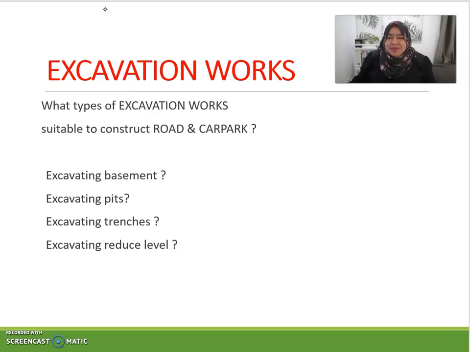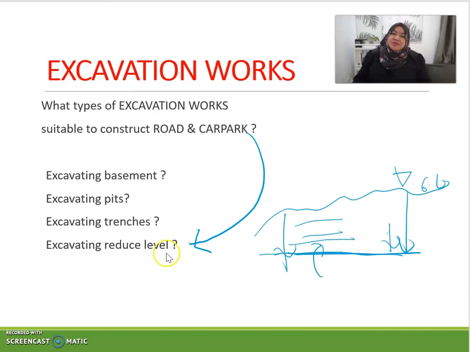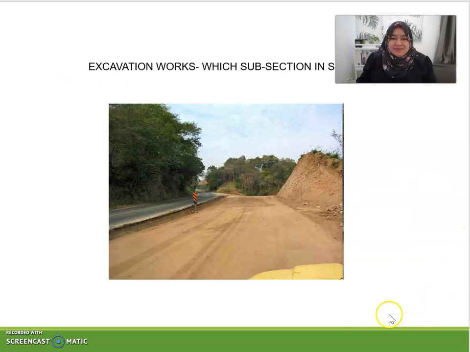So for the excavation works for road and car parks, there are various types of excavation if you refer to section D. However, for the road and car park, we will need to refer to excavating to reduce level. The reason being, we want to have one level, compacted soil level, that we can start with the pavement works. The first one is on the excavation works. So which subsection in SMM? As I mentioned, you will need to refer to section D of your SMM.